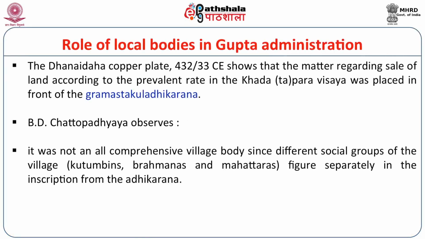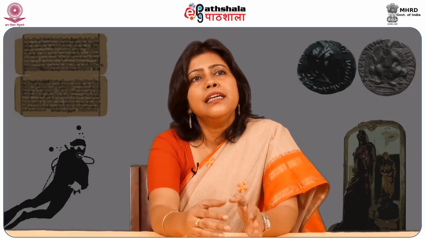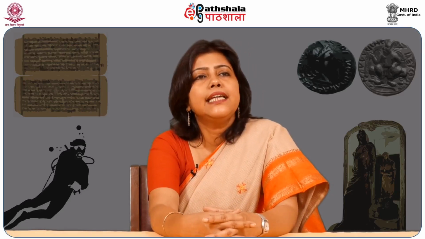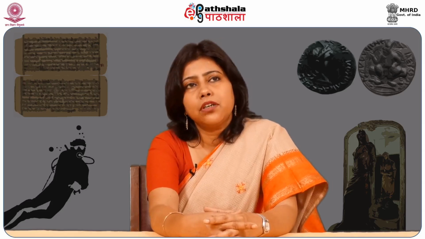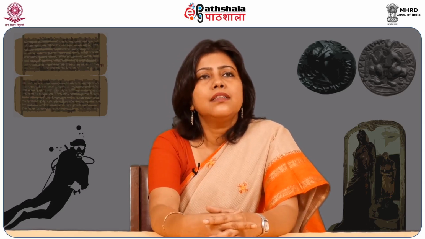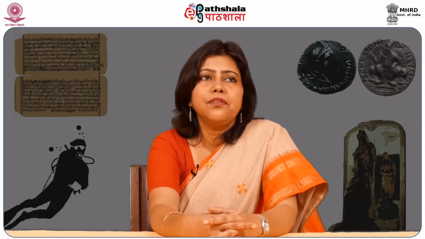Now B.D. Chattopadhyay observes it was not an all-comprehensive village body, since different social groups of the village like the Kutumbins. Who were the Kutumbins? They were the wealthy class of agriculturists. The Brahmanas and the Mahattaras. The Mahattaras were again the elders of the village, not by age, but they were very influential in deciding the matters regarding the village. Now the Kutumbins, Brahmanas and Mahattaras figure separately in the inscription from the Adhikarana. So B.D. Chattopadhyay suggests that the Gramashtakuladhikarana was not an all-comprehensive village body.